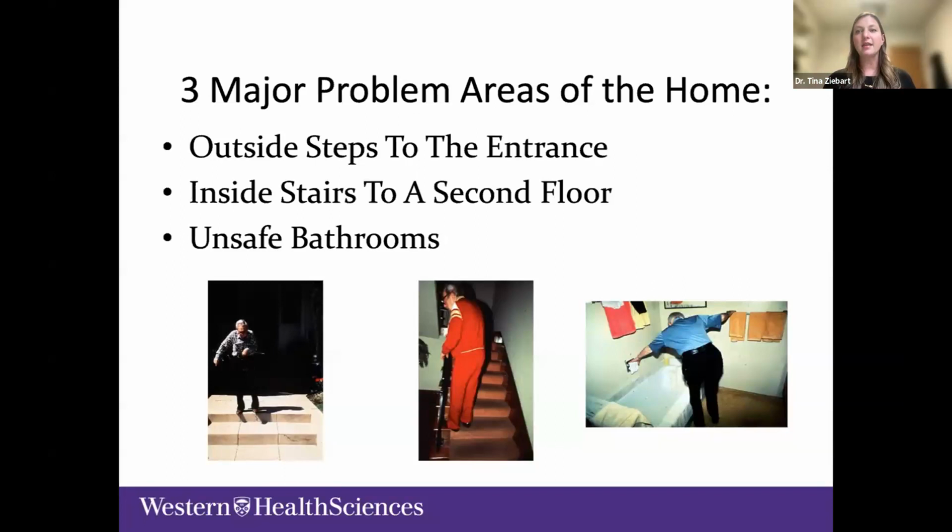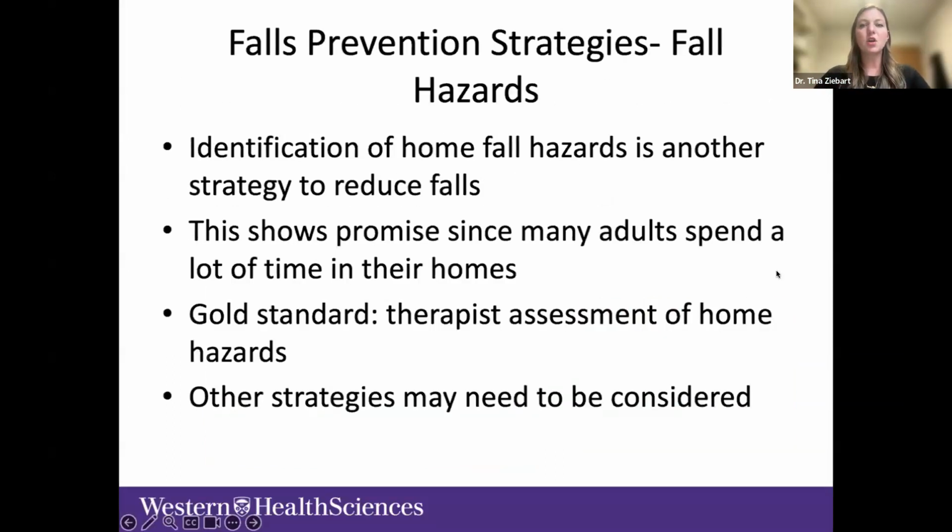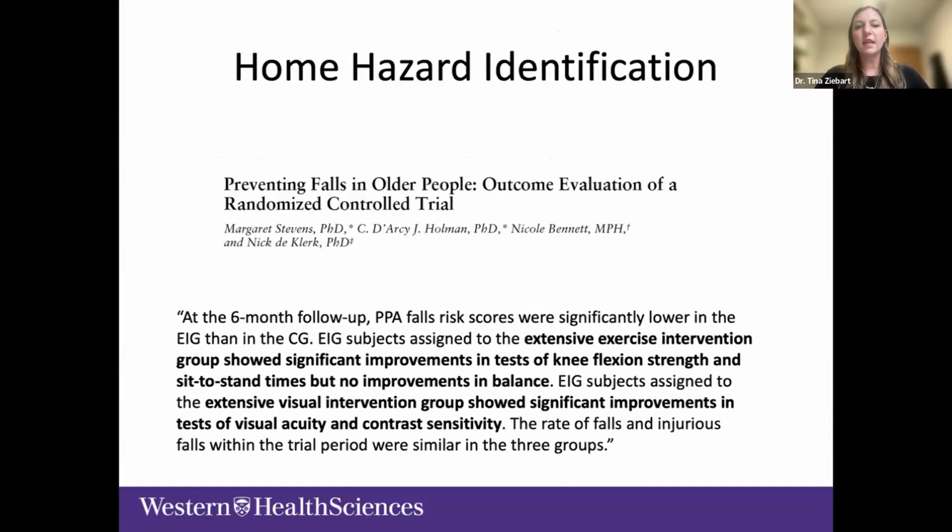And so challenging that, or building that up in a more controlled environment, can then translate really nicely into the home. So identifying fall hazards is a great strategy to also help reduce falls, since a lot of adults spend a lot of time in their home. So the gold standard would be a therapist visits the home and assesses the home fall hazards. But given COVID, as well as the accessibility of having a therapist enter the home, that can be a little bit challenging.